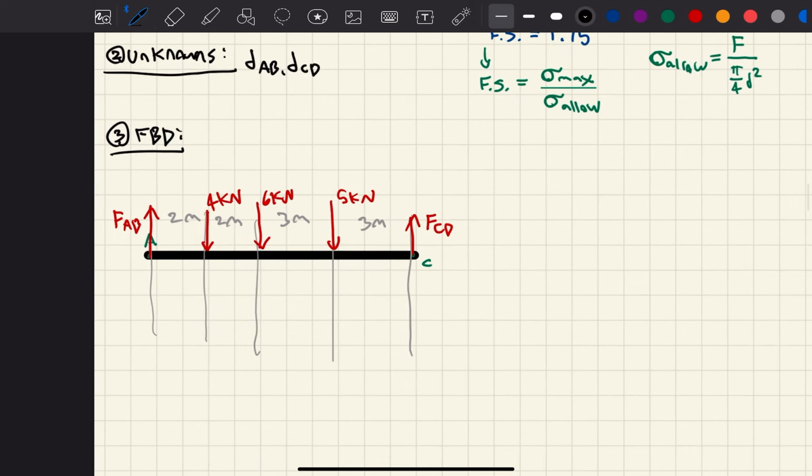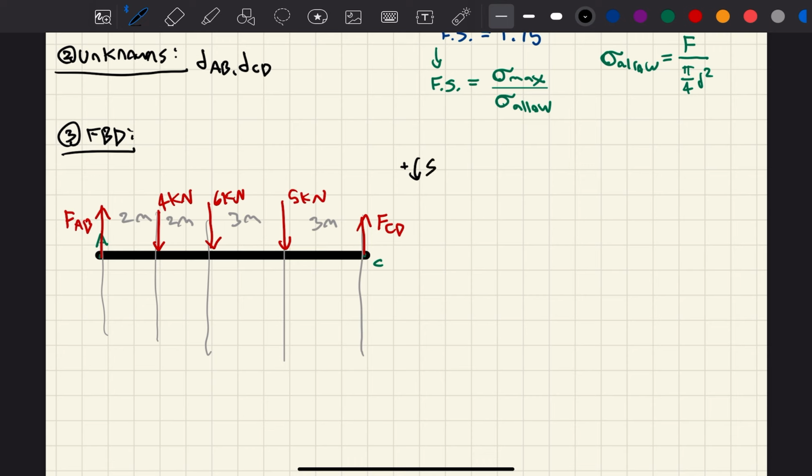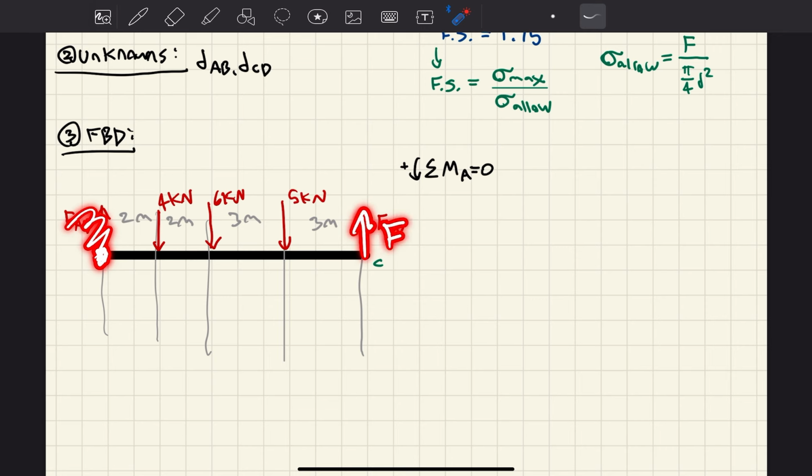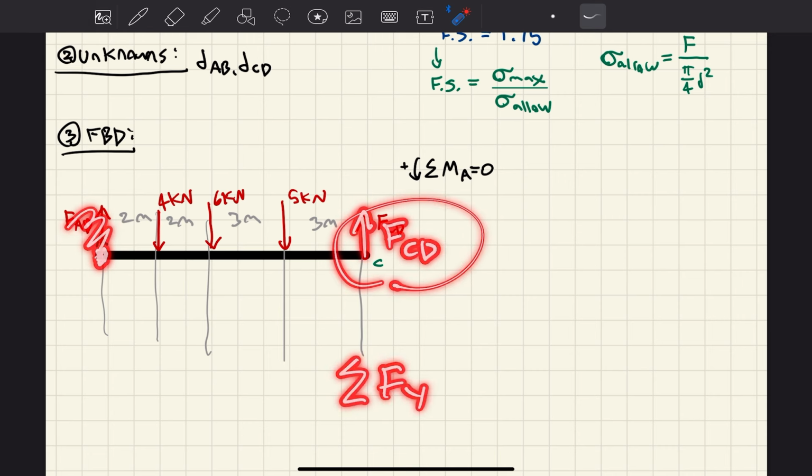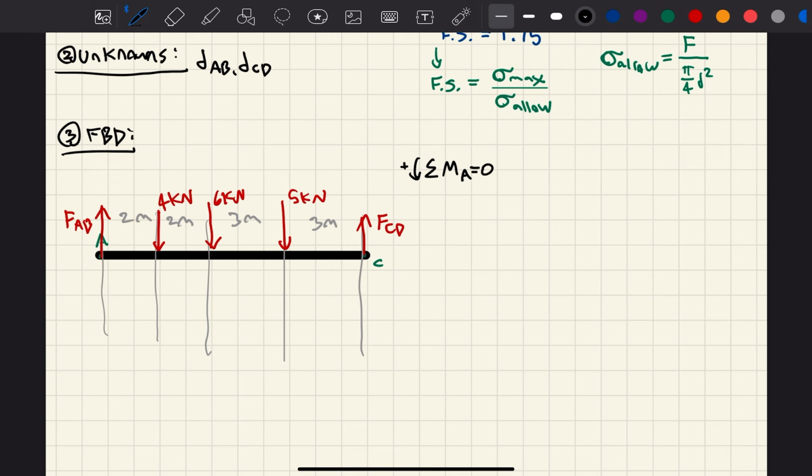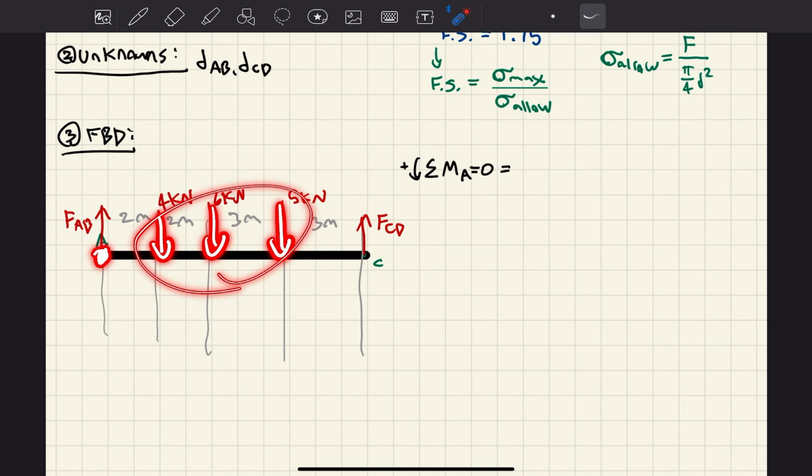Okay. Counterclockwise is positive. If I take a moment, in my notes I did about point A, so I'll do point A. Same thing. If I take a moment about point A, this one goes away, and then you take into account this force instead, and then you'll find this one, and then you take sum of forces in the y direction, and then you find this one. But same way, either way.